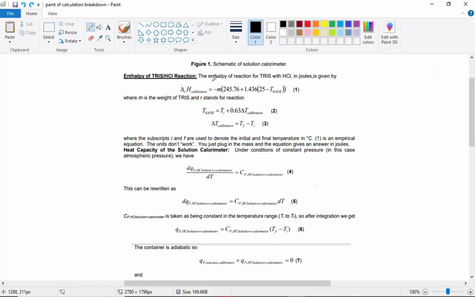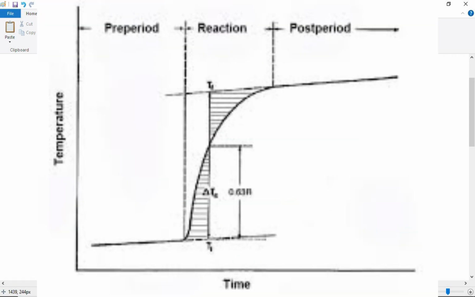This video aims to explain some of the math methods and manipulations that we will be needing for the data interpretation. So we're starting off with the Tris and HCl reaction. Tris is a white powder and HCl is a 0.1 molar solution. Using the first equation below, we can find the enthalpy of the reaction given the mass and the temperature at 0.63 R. I found a diagram from ChemLibreTexts depicting 0.63 R.